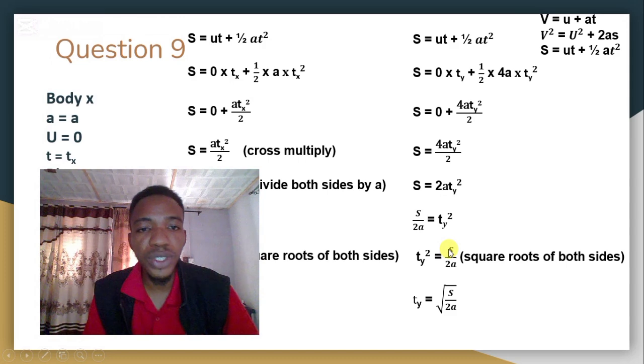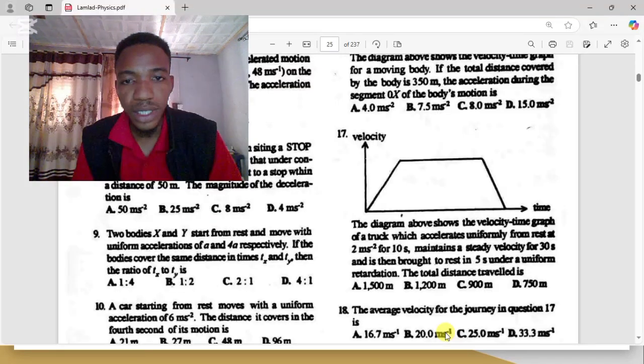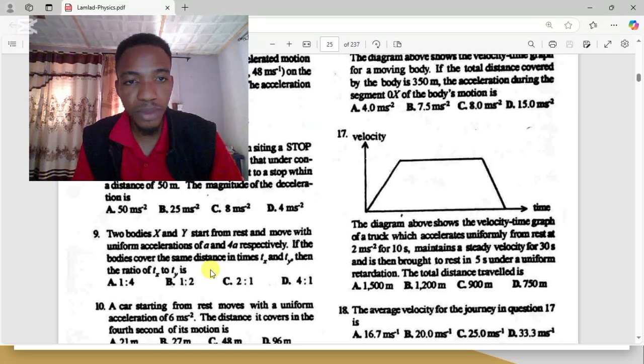So from this question, I was able to find tx, which is this one here, and I was able to find ty, which is this one here. Once I'm done with that, the question said I should find the ratio of tx to ty. That's what the question asks us to do. Since I've already gotten the value for tx and the value for ty, that's what I'm going to do now.